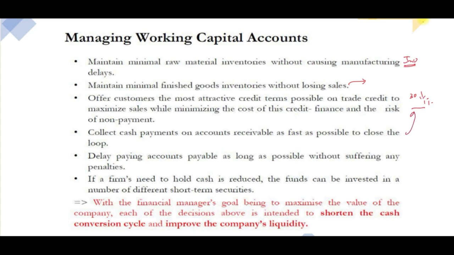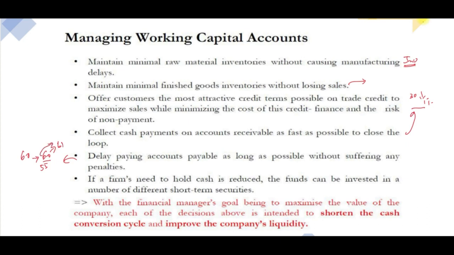This is actually the same thing. Delay paying payables as long as possible without suffering any penalties. It means that if the company has taken inventories on 60 days credit, we should make full use of the 60 days and keep delaying the payment to the suppliers. We should not be paying it on the 55th day or 59th day. We should not be paying it on the 61st day either, because if we exceed the time, we will pay a penalty.